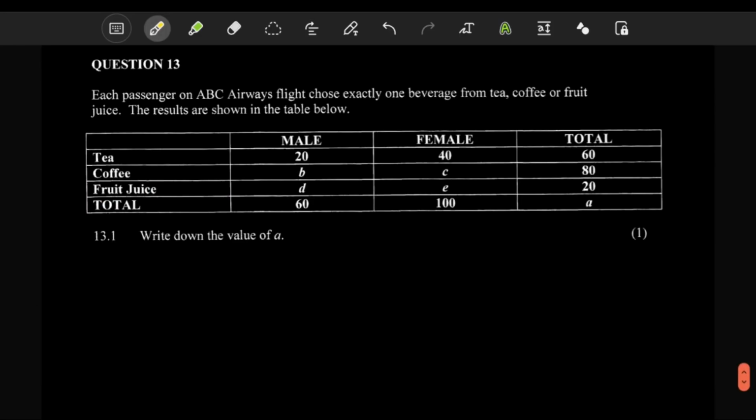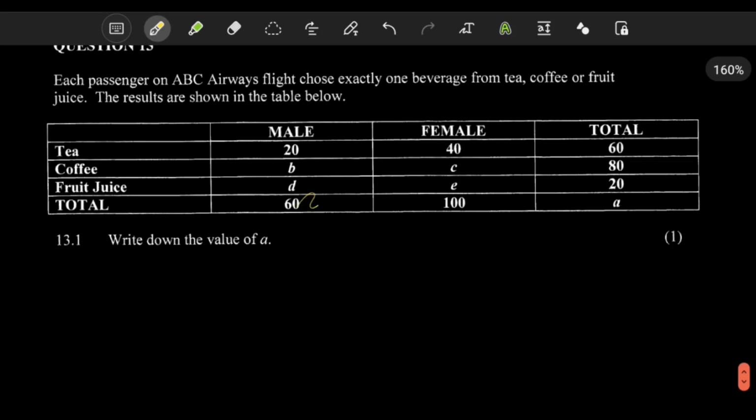Number 13. It says, each passenger of ABC Airways flight chose exactly one beverage from tea, coffee, or fruit juice. The results are shown in the table below. People that chose tea, mostly females, in total 60. Coffee, we don't know, but in total was 80 options. Fruit juice in total was 20 options, and in total we have 60 males and 100 females. So they wanted us to calculate the value of A.